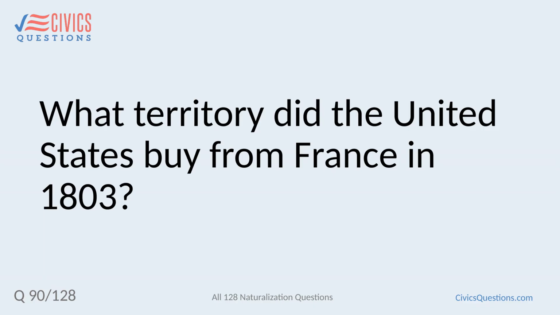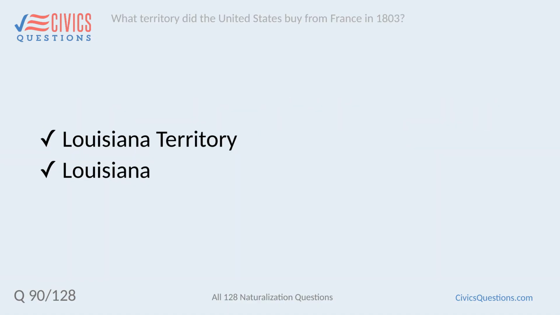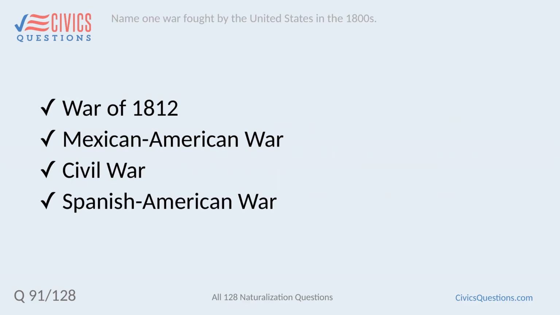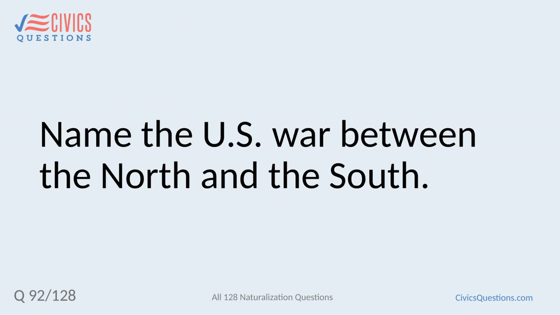What territory did the United States buy from France in 1803? Louisiana Territory. Louisiana. Name one war fought by the United States in the 1800s. War of 1812. Mexican-American War. Civil War. Spanish-American War. Name the U.S. war between the North and the South.